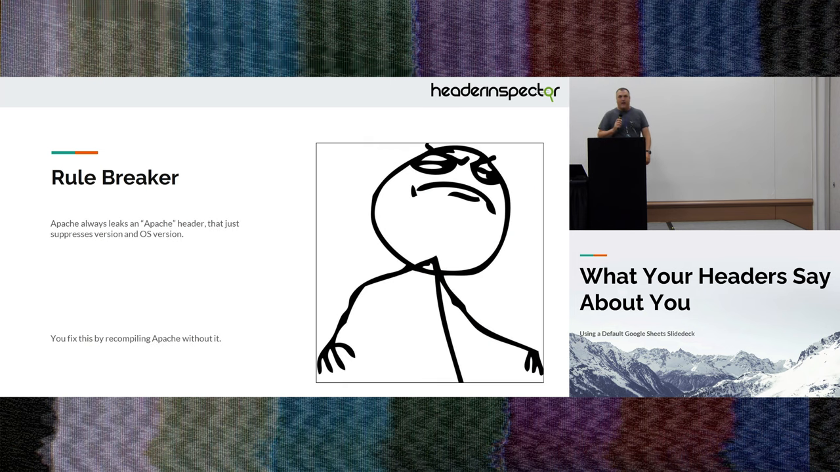Cool. So Apache, as I mentioned, is a rule breaker. The only way to remove Server: Apache out of the headers is to recompile it. Or if you run behind a reverse proxy or something else to mask it, but then at that point, is it really the direct server? Probably not. IIS, Nginx, any other server tend to allow you to remove it, which is nice.